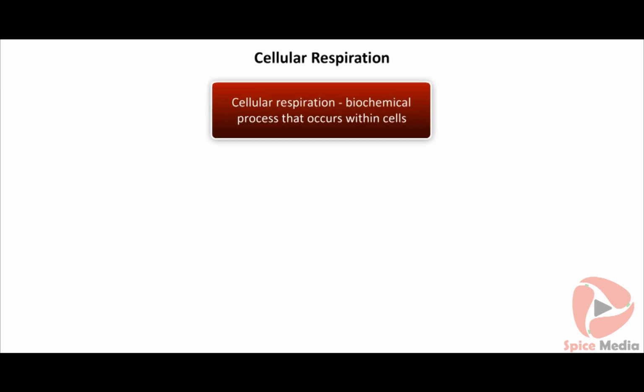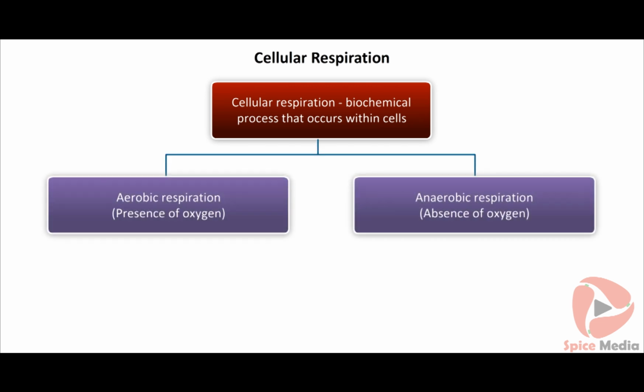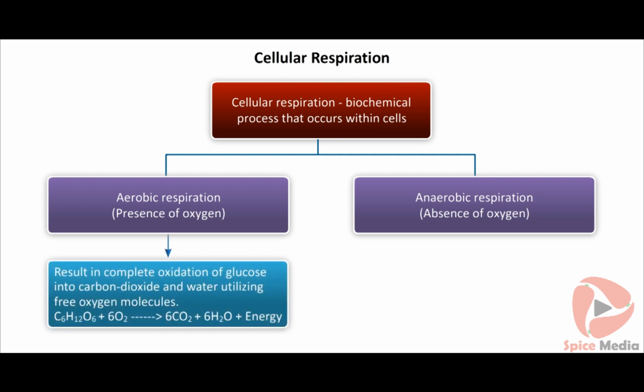The biochemical process which occurs within cells is called cellular respiration. In this process, the chemical energy in organic molecules is released by oxidation, which is then made available to living cells in the form of ATP. If it happens in the presence of oxygen, it is referred to as aerobic respiration. If it happens in the absence of oxygen, it is termed anaerobic respiration. Aerobic respiration results in complete oxidation of glucose into carbon dioxide and water, utilizing free oxygen molecules as shown. C6H12O6 reacts with 6O2 to give 6CO2 plus 6H2O plus energy.